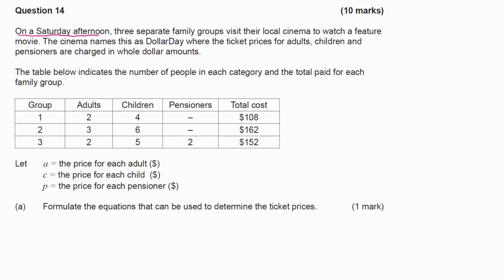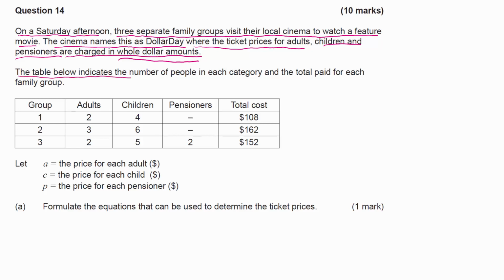On a Saturday afternoon, 3 separate family groups visit their local cinema to watch a feature movie. The cinema names this as Dollar Day, where the ticket prices for adults, children, and pensioners are charged in whole dollar amounts. This fact is going to become important later in this solution. Whole dollar amounts, therefore, the answers to any problems in terms of the prices must be integer.